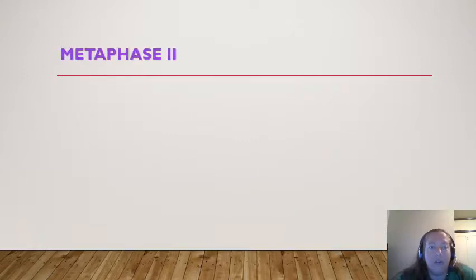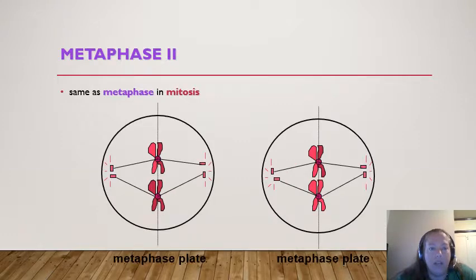The next stage is going to be metaphase 2. Again, the same as metaphase in mitosis. Here you see the chromosomes lining up in the middle of the cell over top of each other. And remember, these are pairs of chromosomes.